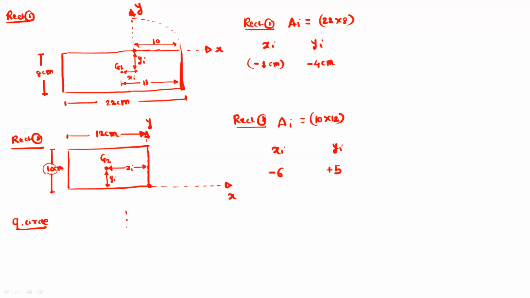So quarter circle is lying in the first quadrant. So this is the quarter circle. It is having the radius 10 centimeter. So we know the location of center of gravity or the centroid for the quarter circle. So this is G3. So this distance is X coordinate, that is the Xi. And this is the Y coordinate.